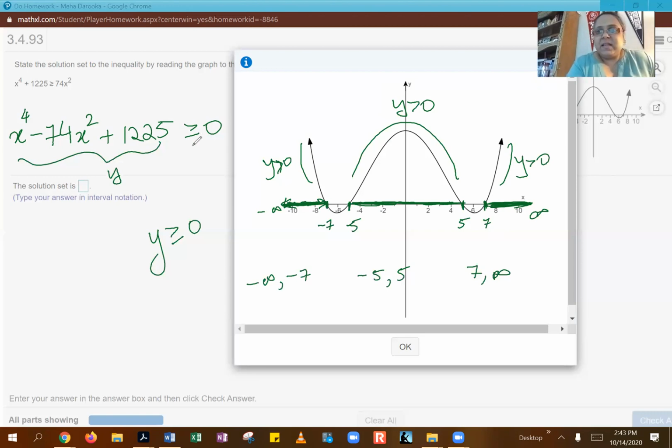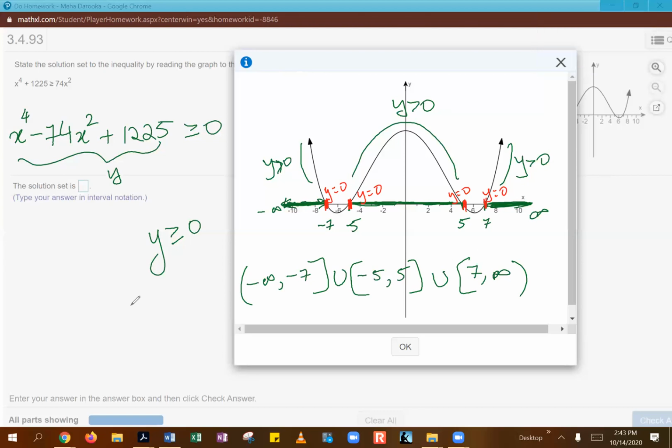Now in this case, since our inequality is greater than or equal to, that means at these points, our y value is going to be equal to 0, and we need to include that because of our inequality. So that's why at every one of these integers, you are going to be using a bracket to show that you are including these endpoints. Of course, infinity and negative infinity always use parentheses, and then you're putting a union symbol between all three of these intervals. So yeah, very nice. You can see once the graph is given to you, it really becomes fairly easy to see how your inequalities would be solved.